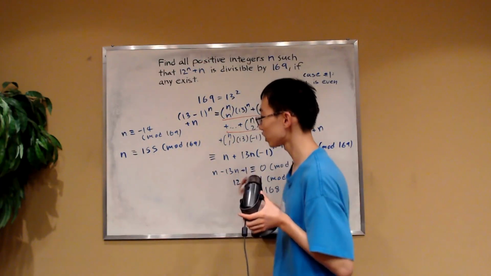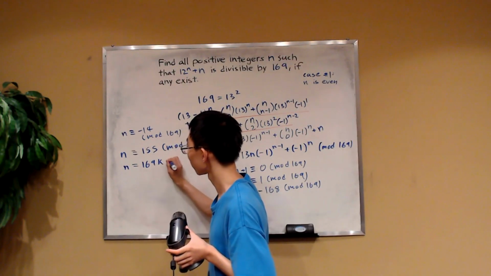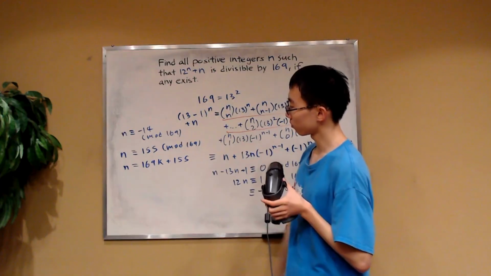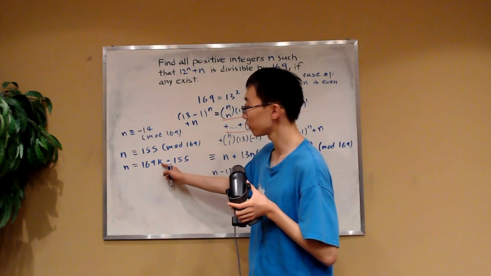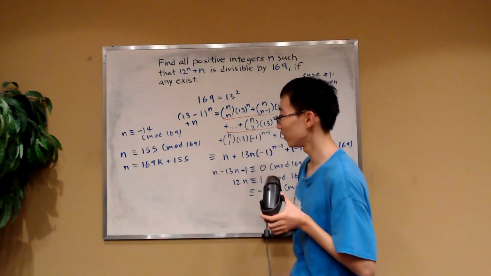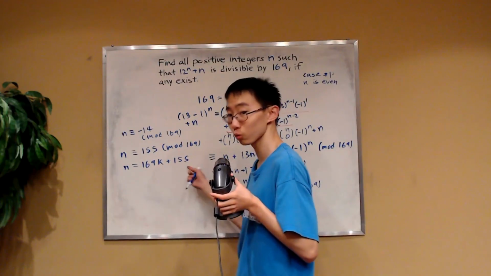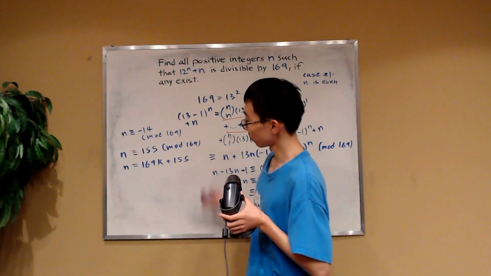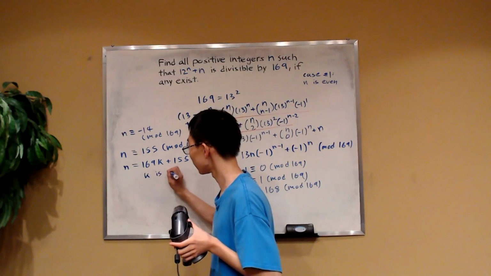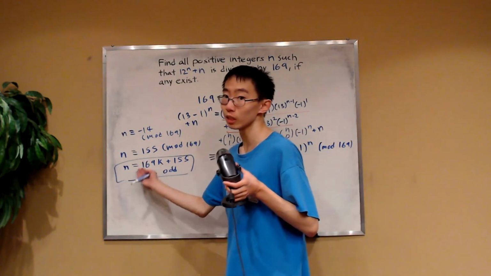Notice that this is saying that n is equal to 169k plus 155, where k is any integer. Well, in this case, if k is going to be even, then this is going to be odd, right? That's not good. So we need to have k to be odd. If k is odd, then this will indeed be even. So therefore, we need to have n equal to this, where k is odd. So this will be the complete solution for when n is even.